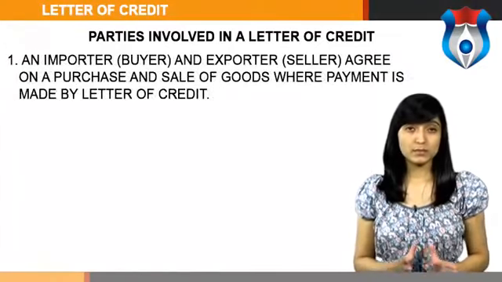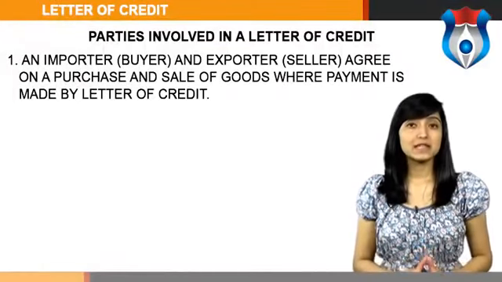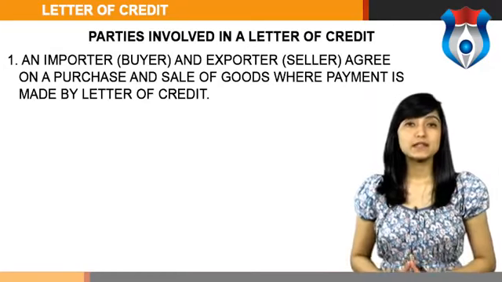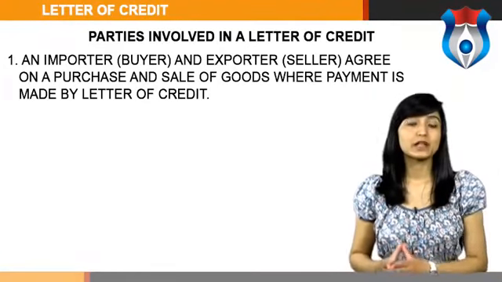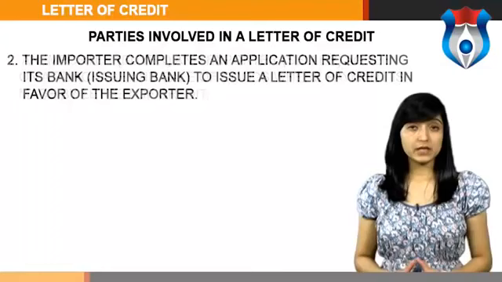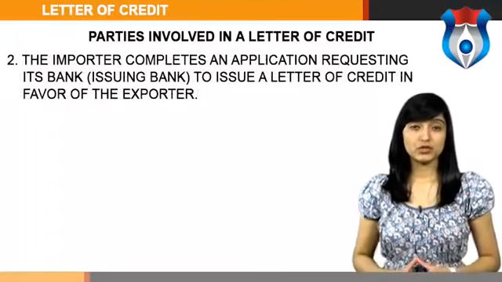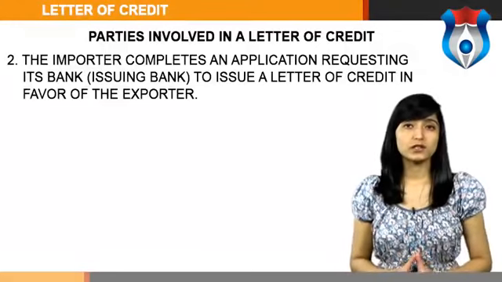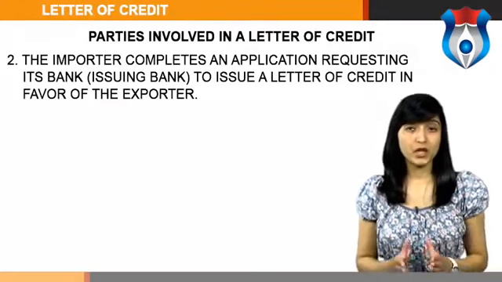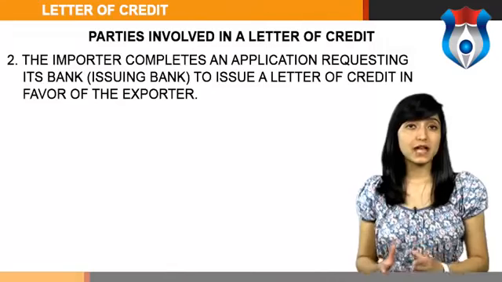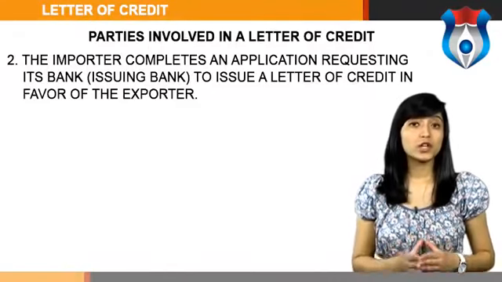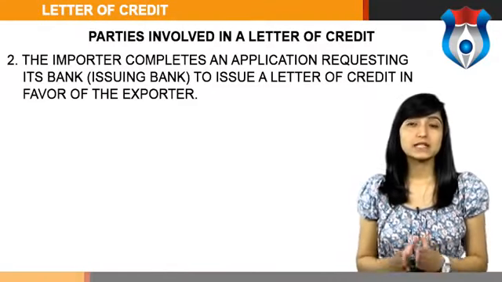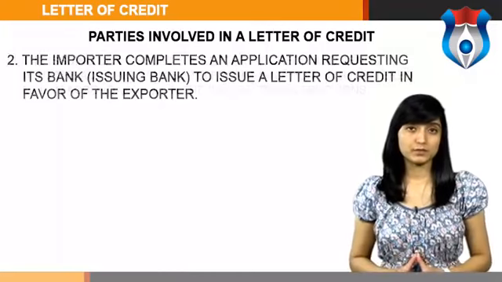An importer, the buyer, and an exporter, the seller, agree on a purchase and sale of goods where payment is made by letter of credit. The importer completes an application requesting its bank, the issuing bank, to issue a letter of credit in favor of the exporter. Note that the importer must have a line of credit with the issuing bank in order to request that a letter of credit be issued.